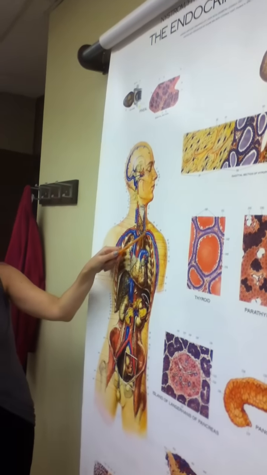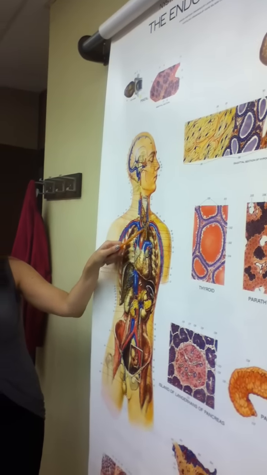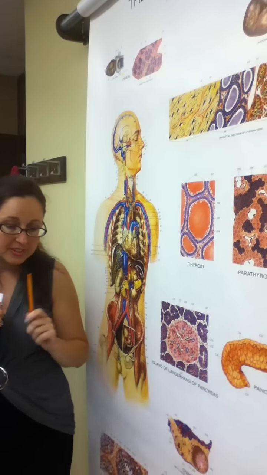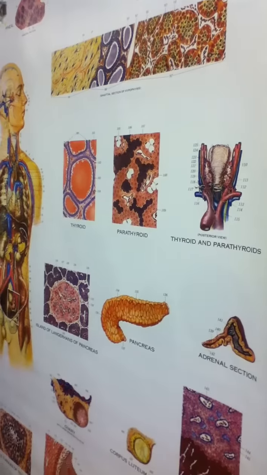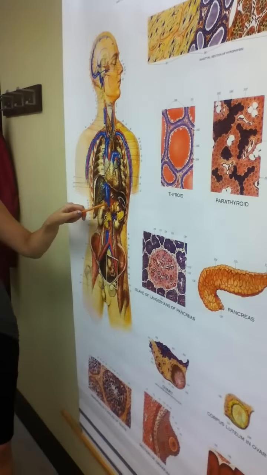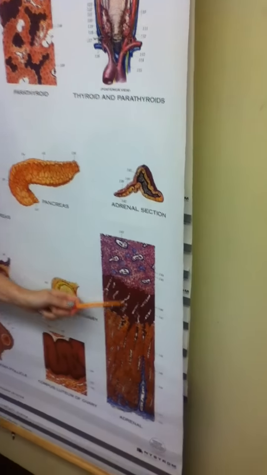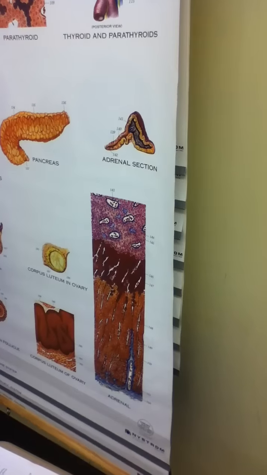Thymus is over the sternum. See these little orange blobs right here? That's the thymus. The adrenal glands are sitting right on top of the kidneys. So there's one right there, there's another right there. But over here, we have the section of the adrenal glands, so you can see all the areas.